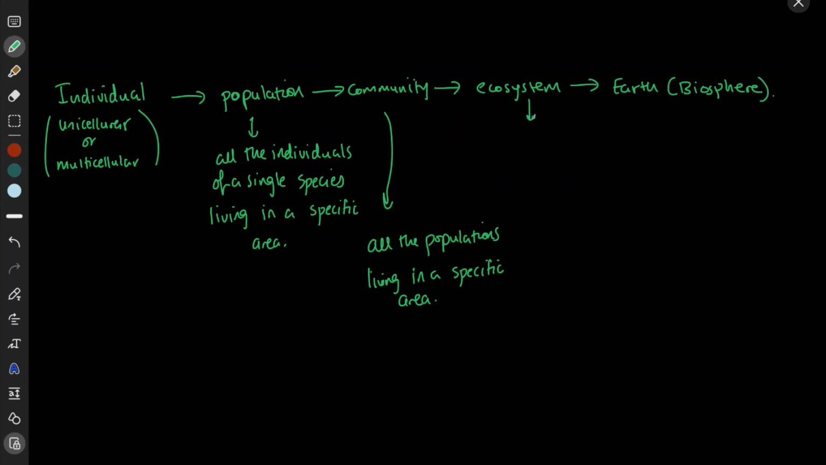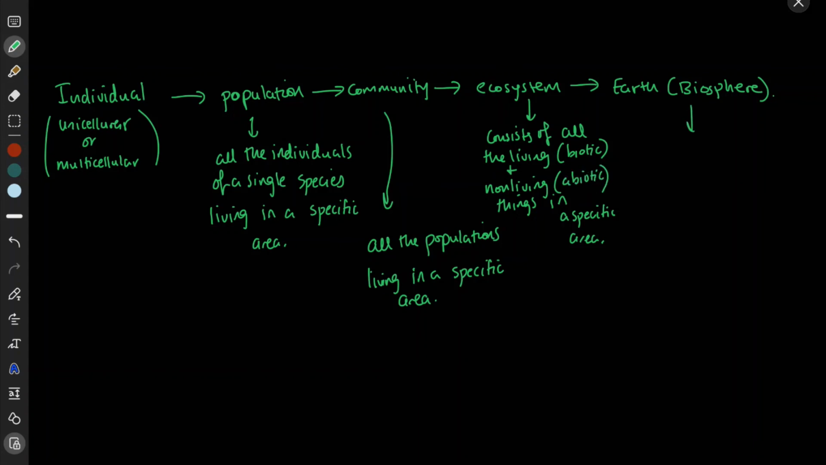Now an ecosystem, on the other hand, is going to consist of all the living and non-living things in a specific area, right? So when we talk about living, we consider that to be biotic, right? And then non-living factors are known as abiotic.